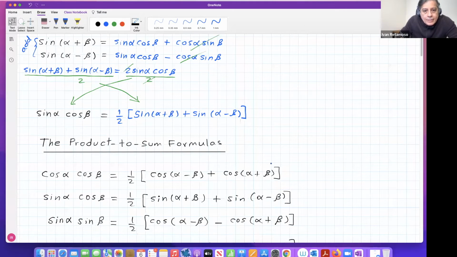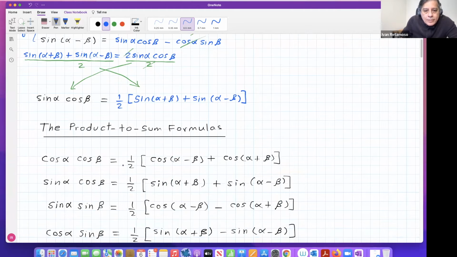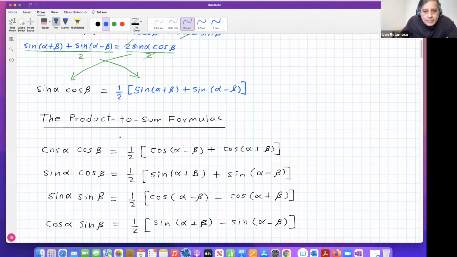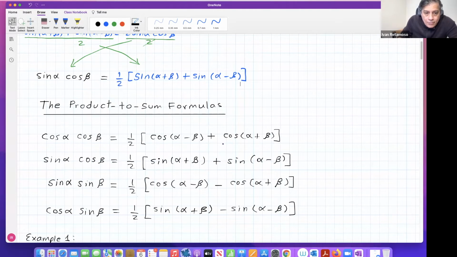But now I'm going to show you the list of products turned into sums that mathematicians have figured out following the same ideas I gave you before. There are 4. The first one, product to sum formula, is cosine of alpha times cosine of beta equals 1/2 of cosine of alpha minus beta plus cosine of alpha plus beta.